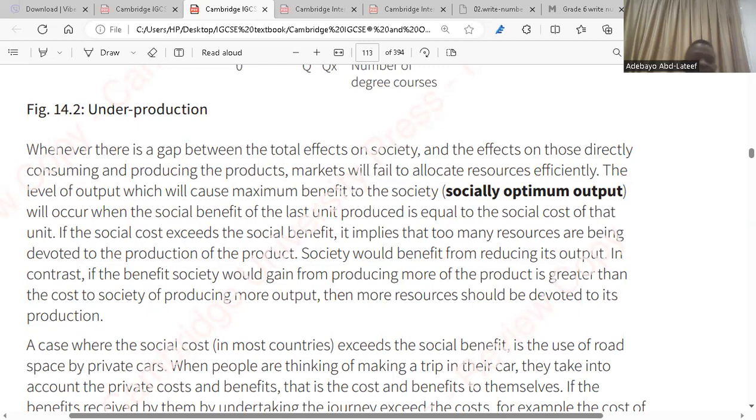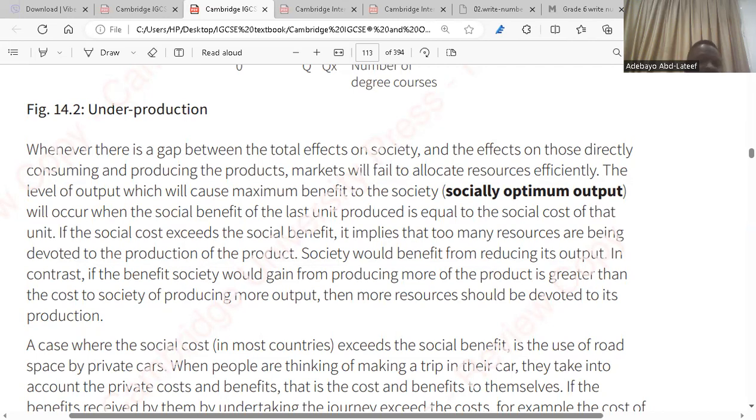Look at what they said. They said, if the social cost exceeds the social benefits, it implies that too many resources are being devoted to the production of the product. Cost exceeds benefits. It means you are wasting so much resources, you are putting so much resources in that product. That is why the cost is more than the benefits. You cannot reach social optimum output that way. Society would benefit from reducing its output.